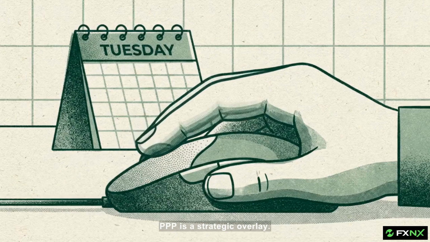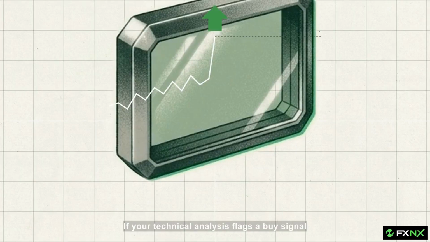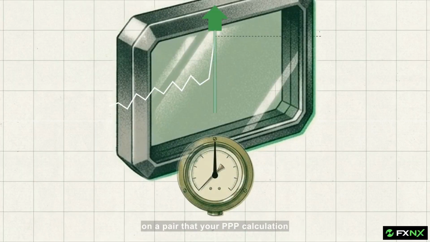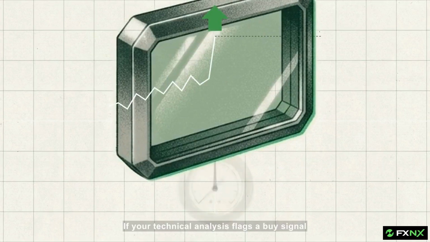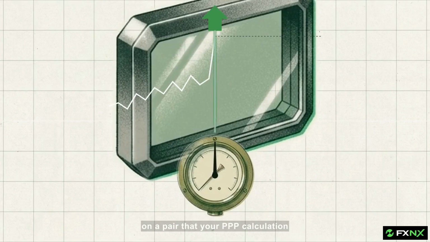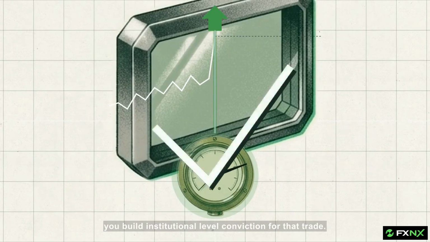PPP is a strategic overlay. You cannot use it as a tactical entry signal to execute a trade on a Tuesday afternoon. Instead, you use it to validate your directional bias. If your technical analysis flags a buy signal on a pair that your PPP calculation shows is deeply undervalued, you build institutional-level conviction for that trade.